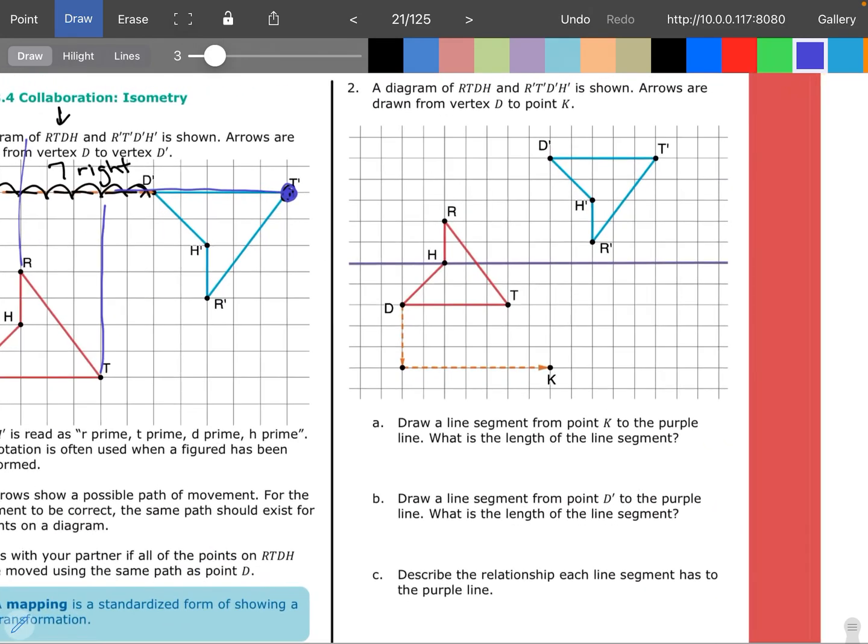Okay, let's take a look at number 2. Number 2 wants us to draw a line segment from point K to the purple line. Okay, there's K to the purple line. What is the length of that line segment? Well, if I count it, 1, 2, 3, 4, there's 5 units. Draw a line segment from point D prime to the purple line. That's also 5 units.